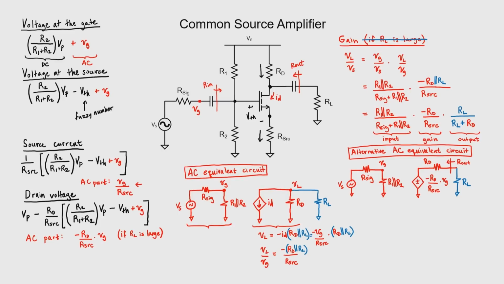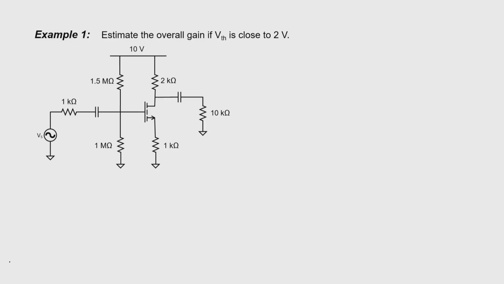One thing to keep in mind is that all of this AC analysis is fine and well, but the transistor has to be in saturation, so the DC bias had to have been accurate from the beginning. Let's work an example together.